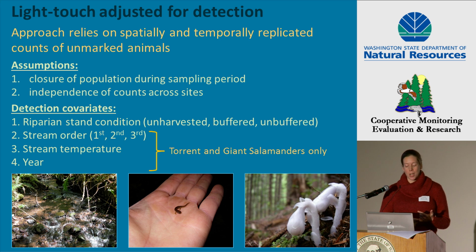We had 3 categories: an unharvested category, which would have been applied to our reference sites, and then a buffered category and an unbuffered category. So the buffered category would apply to our 100% treatment sites and the buffered reaches of the forest practices treatment, and then the unbuffered would apply to our 0% treatment sites and the unbuffered portion of our forest practices treatment. We also included stream order, stream temperature, and year as detection covariates for torrent and giant salamanders only. We would have liked to have included those also for the coastal tailed frog, but because of small sample sizes, we were not able to include those in the model.